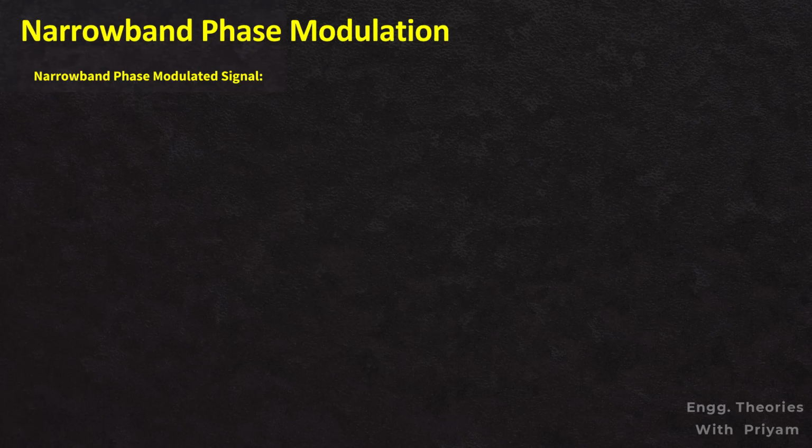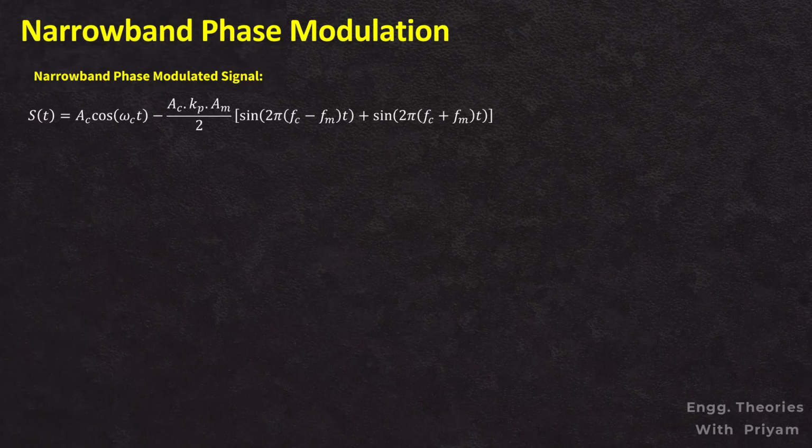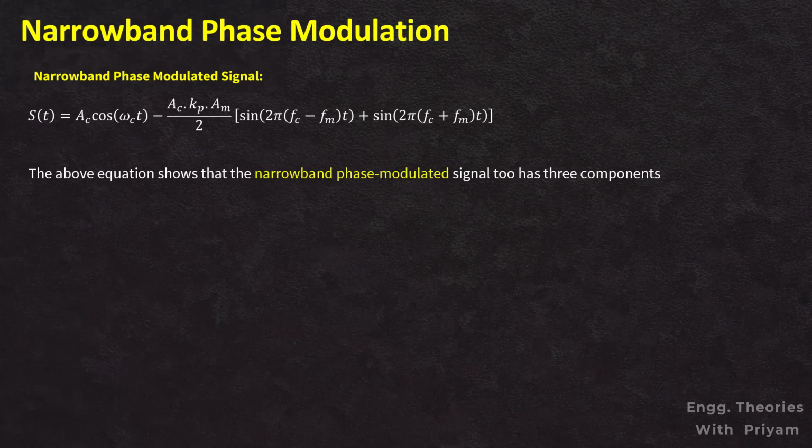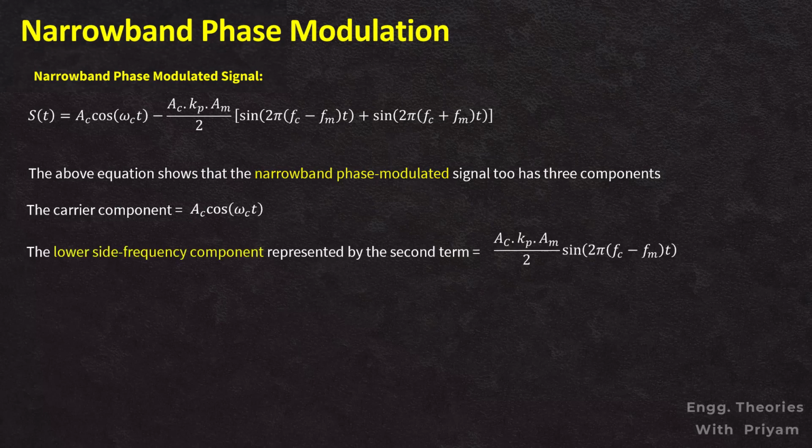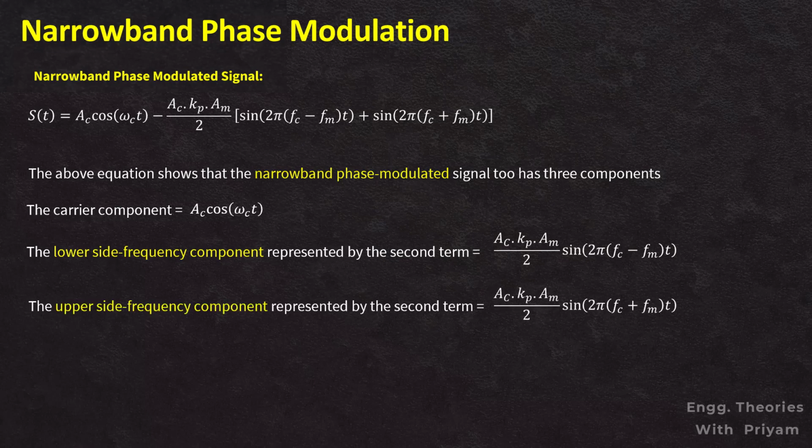The above equation shows that the narrowband phase modulated signal has three components. The first one is the carrier component, which is equal to Ac cos ωc t. The second one is the lower sideband component, which is represented by Ac divided by 2 into kp into Am sin 2π(fc minus fm)t, and the third one is the upper sideband component, which is equal to Ac by 2 into kp into Am sin 2π(fc plus fm)t.